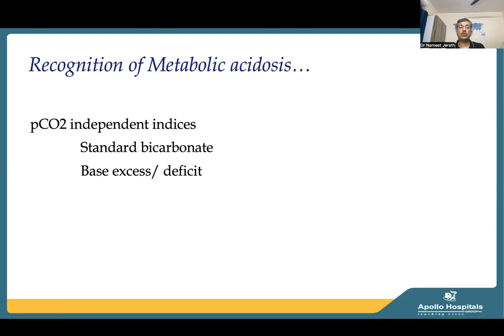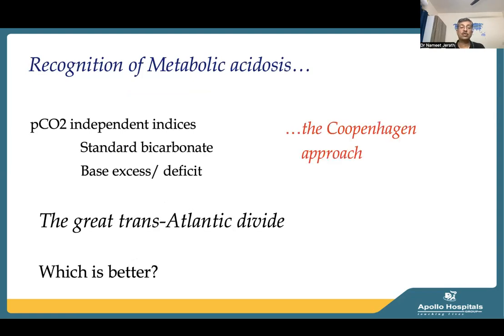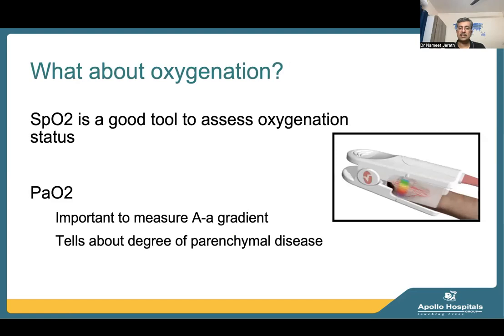Another approach is what is known as the Copenhagen approach, where the PCO2 independent indices like the standard bicarbonate or the base excess or deficit are used for the recognition of metabolic acidosis. There is nothing wrong in any of these approaches. Both are actually interrelated. But today we are discussing the Boston approach. We have not spoken about base excess or deficit. So we are talking about the bicarbonate and using it, which is the Boston approach of arterial blood gas analysis.